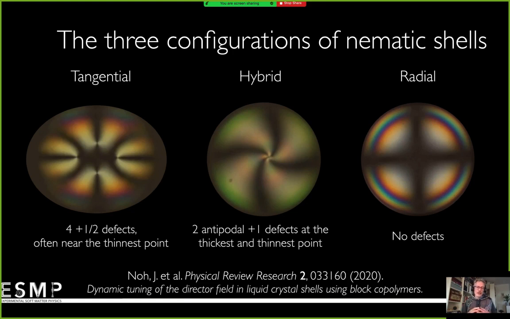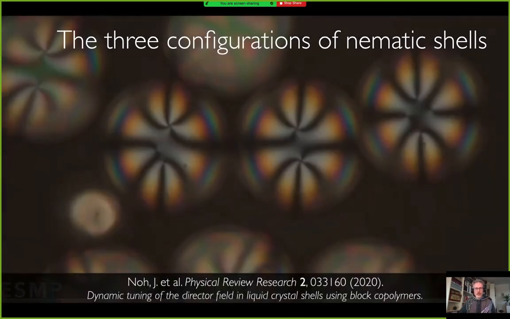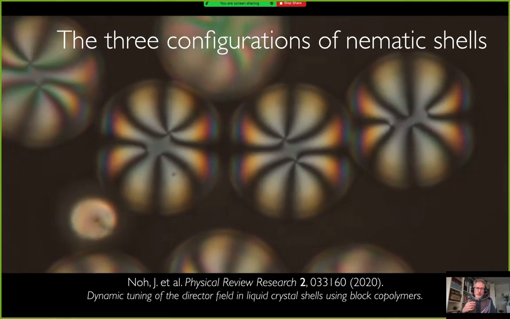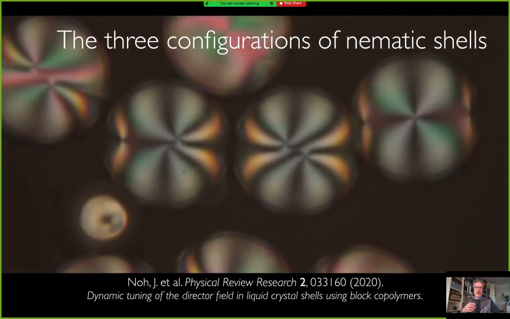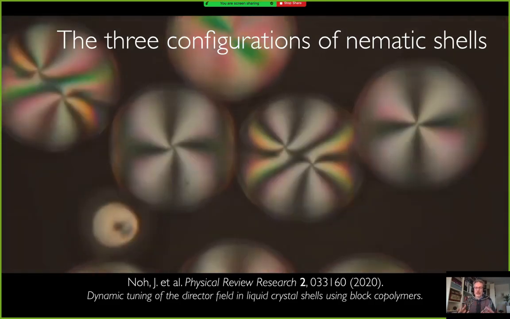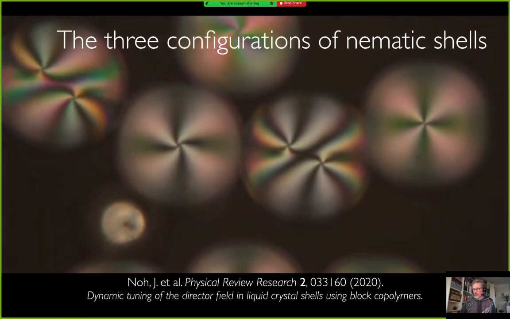So this is an interesting example where we actually can tune by changing the temperature the alignment from fully tangential, which is on the left, where you see 4 plus 1/2 defects near the thinnest point of the shell, and then as you heat, it goes to hybrid alignment, where you have tangential on one side and normal, or radial, on the other, and finally near the clearing point you have radial on both sides. This is a movie of what this looks like, very much sped up. And the point is that this is a very continuous transition. So you see the director field gradually changes, the defects move, and you go from tangential to hybrid and eventually to completely normal alignment in the shell.